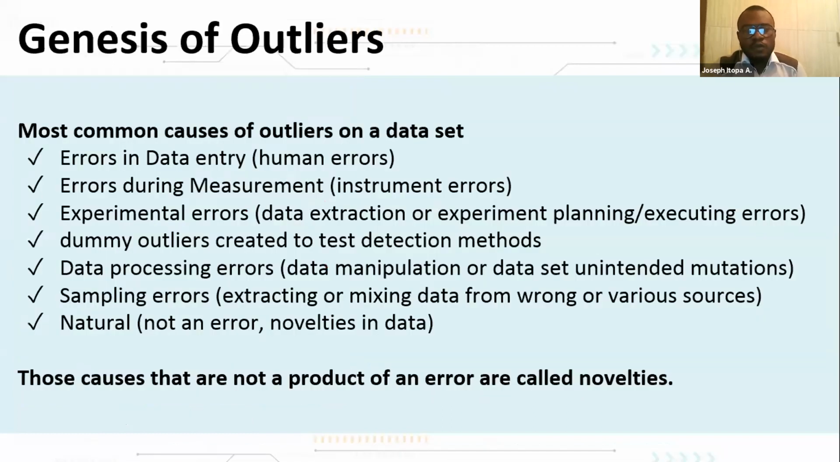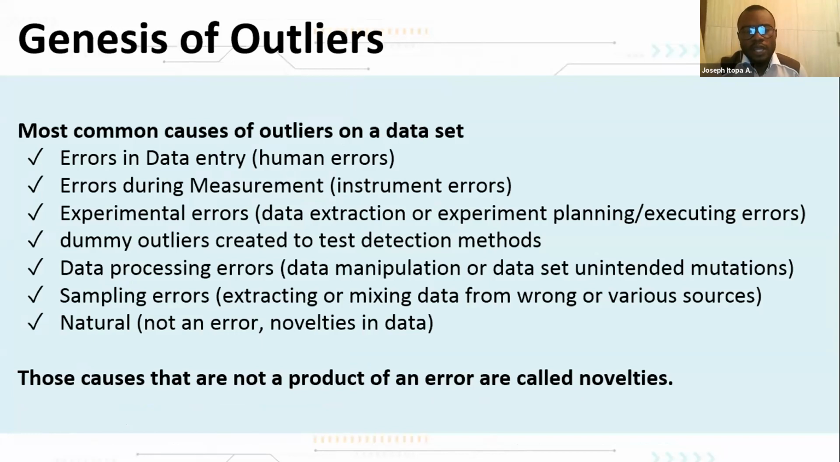Okay, now we want to take a look at the causes of outliers, or the genesis of outliers. How did outliers come into existence? What gave birth to outliers? We are concerned about that. First is error in data entry, or human errors.